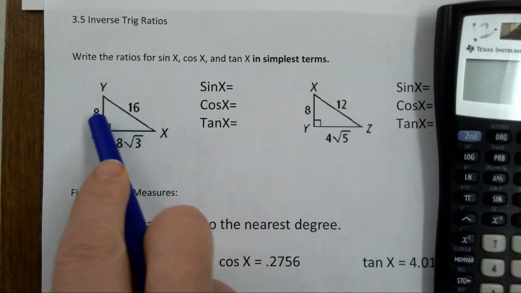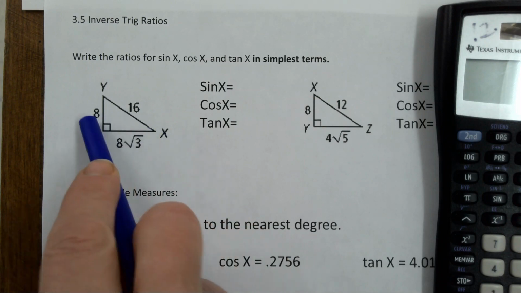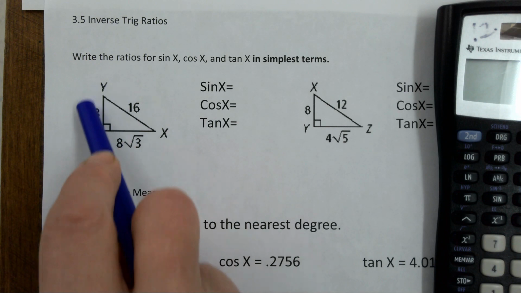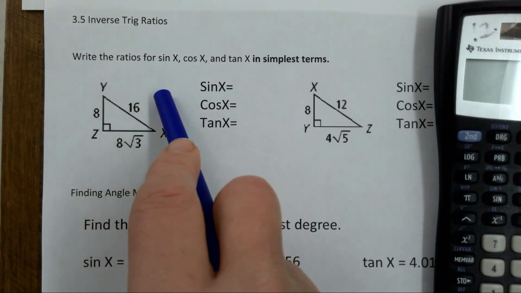So the side opposite the smallest angle will always be half the length of the hypotenuse. Did you guys need something?